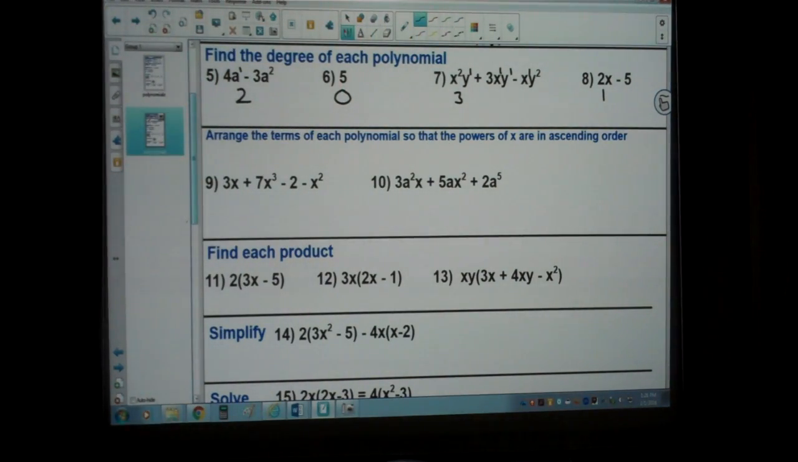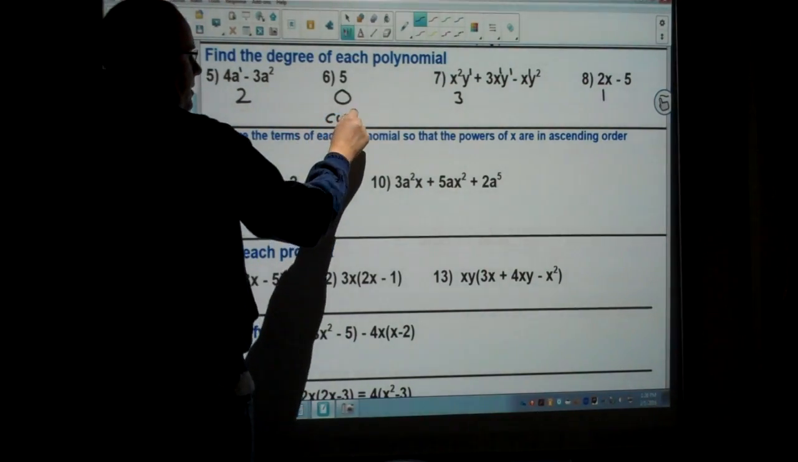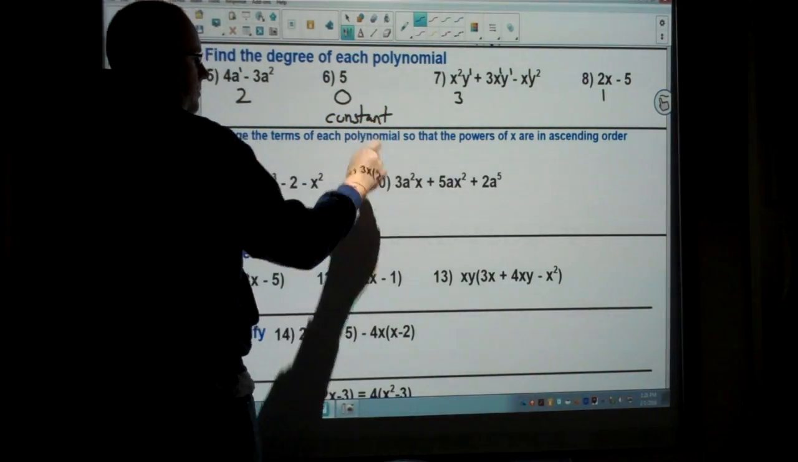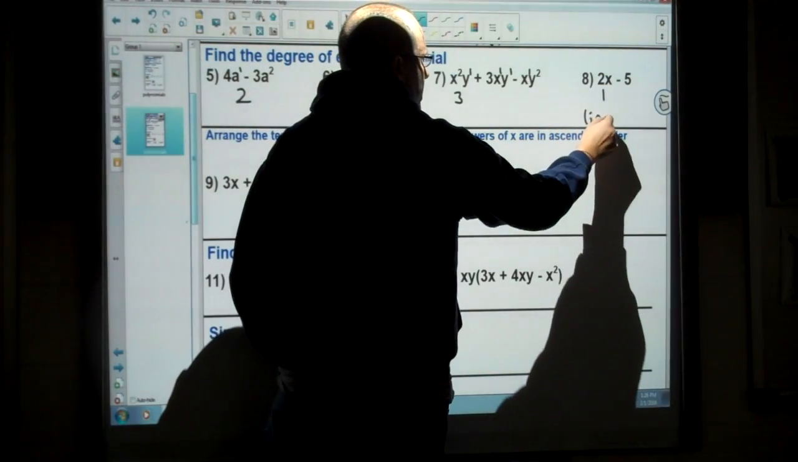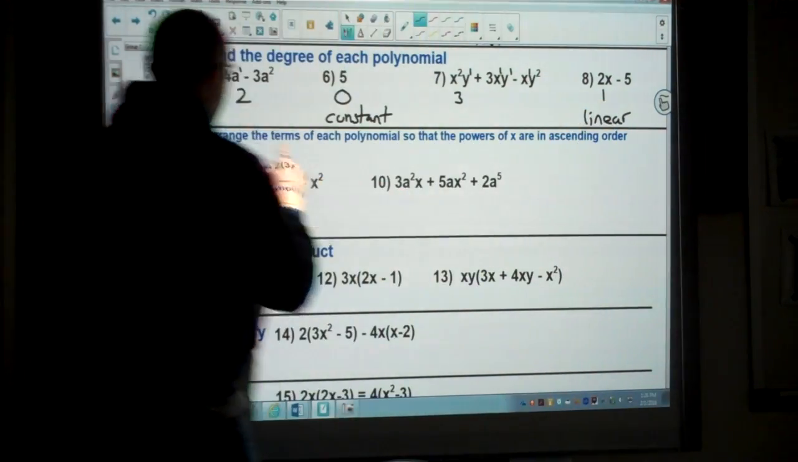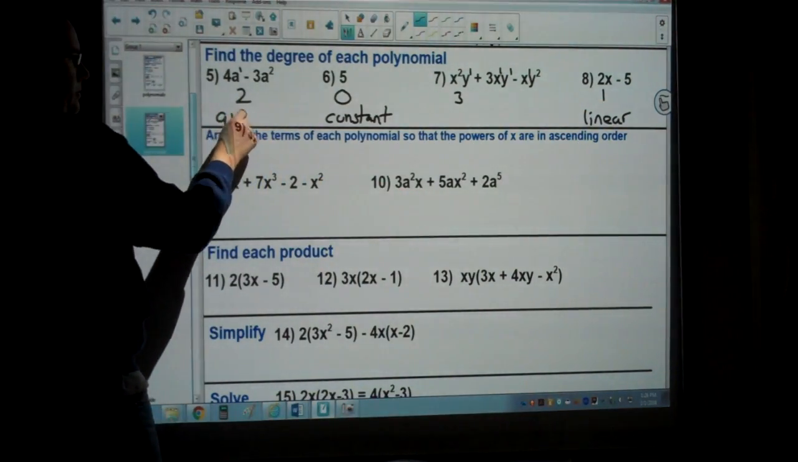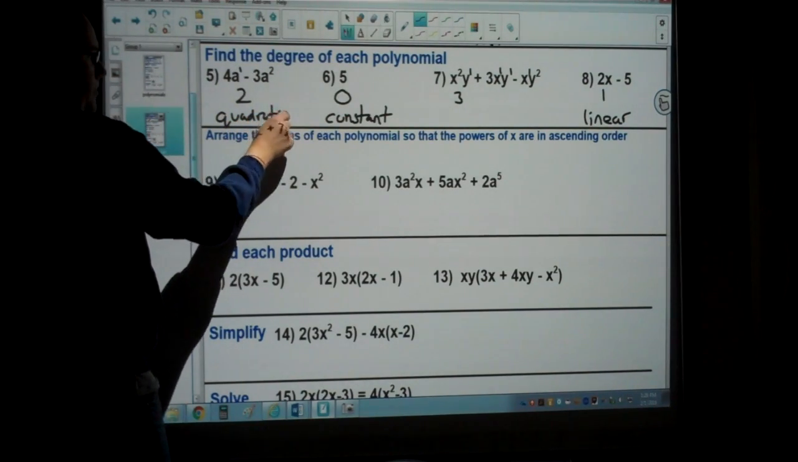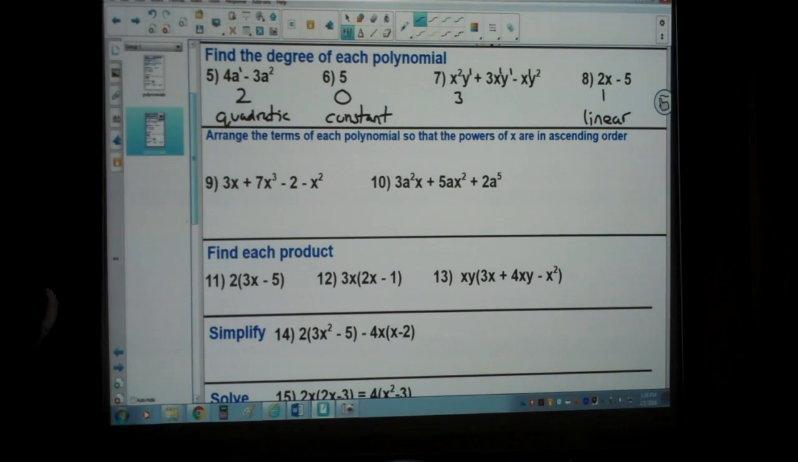Now, it's also worth remembering some of that vocabulary that goes with this. A degree of 0 is referred to as a constant. A degree of 1 is referred to as a linear. A degree 2 is referred to as a quadratic. And if it has an x cubed in it, then we would refer to it as a cubic graph.